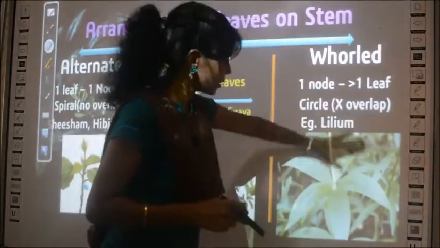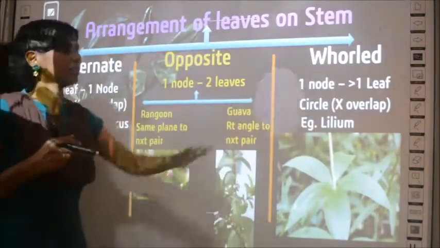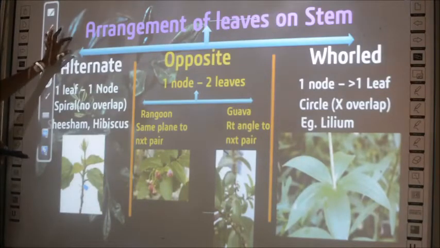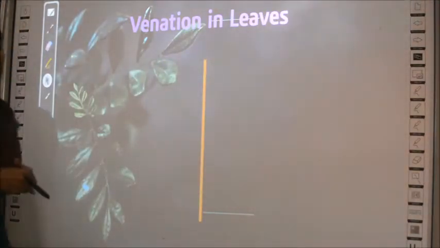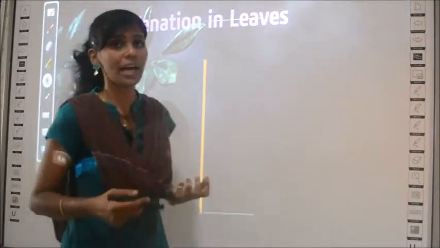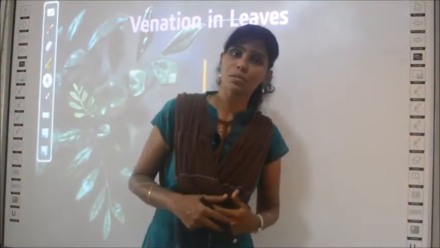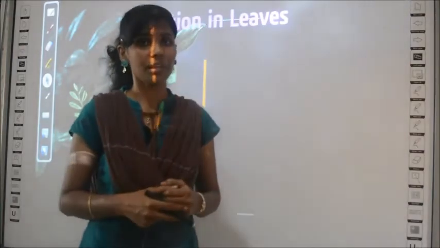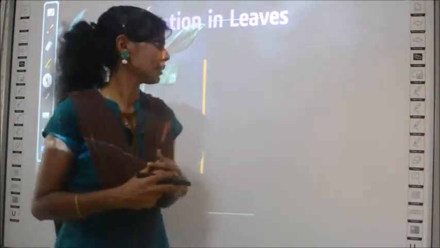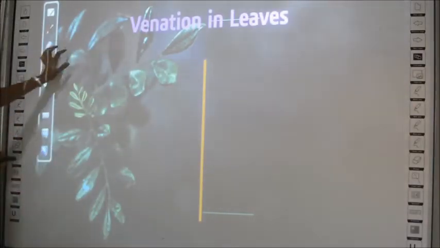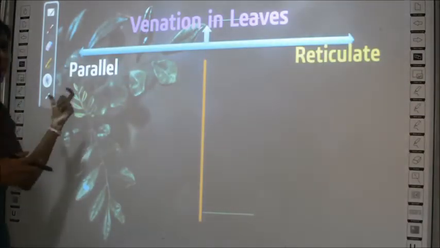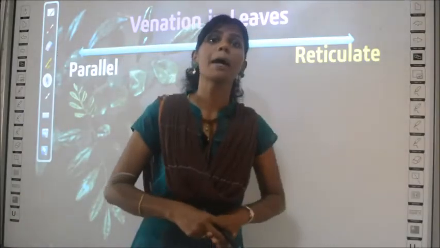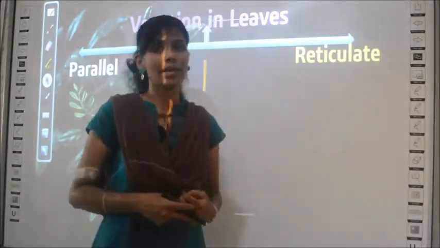So these are all about the arrangement of leaves on the stem. Clear? So now we learn about venation. What is venation? Venation means the presence of veins in a leaf. Do leaves have veins? Yes, they do. Like human beings, we have veins, no? Similarly, leaves also have veins. So how do they appear? There are two types of venation based on the pattern of arrangement. Let's see what they are. The two types of venation: parallel venation and reticulate venation.